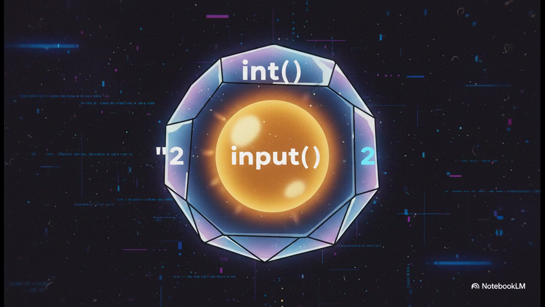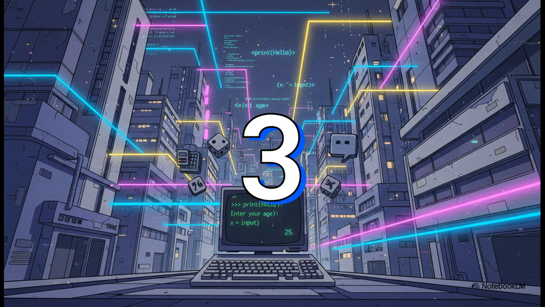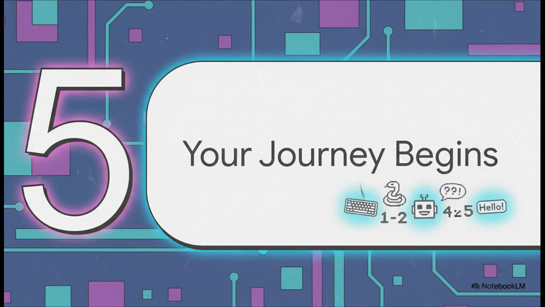And here is the fix. It's another function called int. All we do is wrap our input function inside of it. This basically tells Python, hey, go get the input from the user like always, but before you do anything else with it, please convert it into an integer. And with that tiny change, we get 3, the correct answer. Now the program knows we're doing math with numbers, not just sticking text together. Bug squashed.